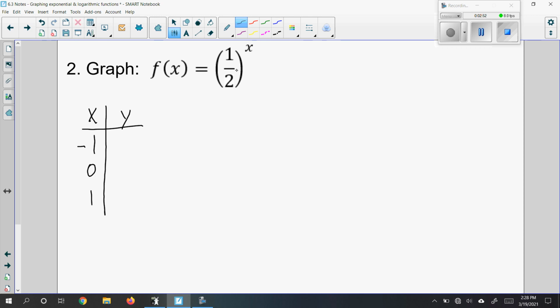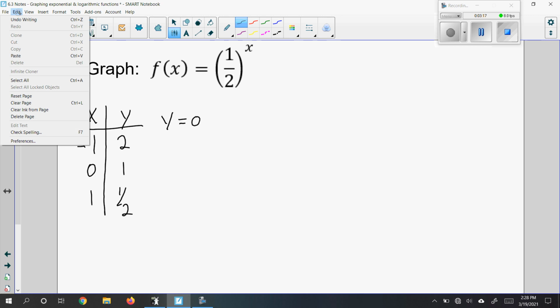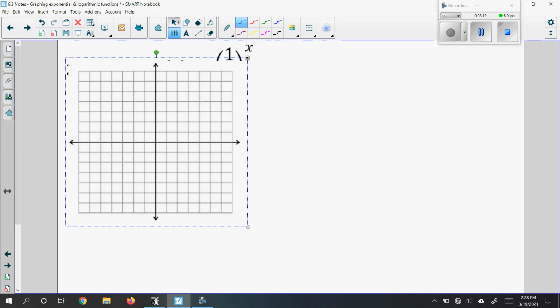So 1/2 to the power -1, well, when we do the -1 exponent, we take the reciprocal. So y is 2. 1/2 to the power 0 is 1. Anything to the power 0 is 1. And 1/2 to the power 1 is 1/2. And this has a horizontal asymptote of y equals 0. So let's go ahead and graph this function.